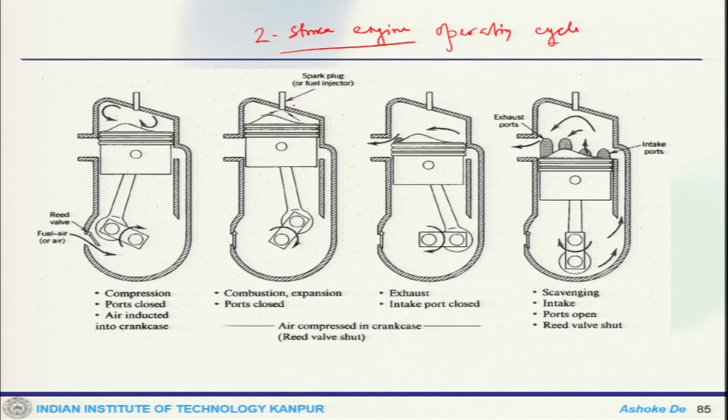And then in this stroke, this is combustion, expansion, ports closed. So, this is basically the two stroke process. Now, this is the expansion and the power stroke, similar to that in the power cycle, until the piston reaches the BC, when the exhaust port opens. So, essentially it is happening in the two stroke cycle.